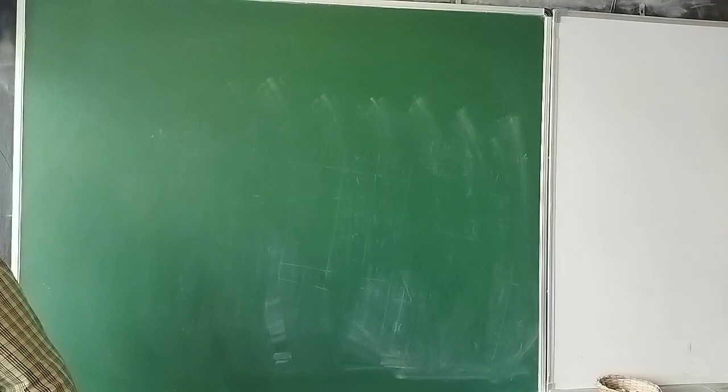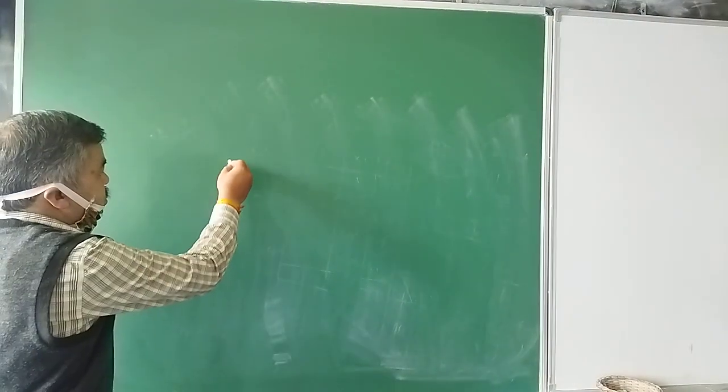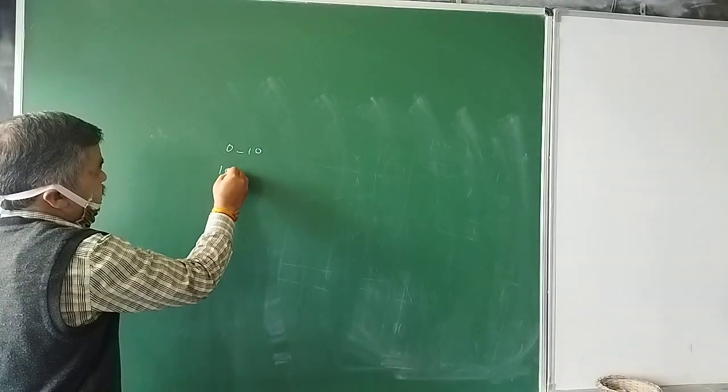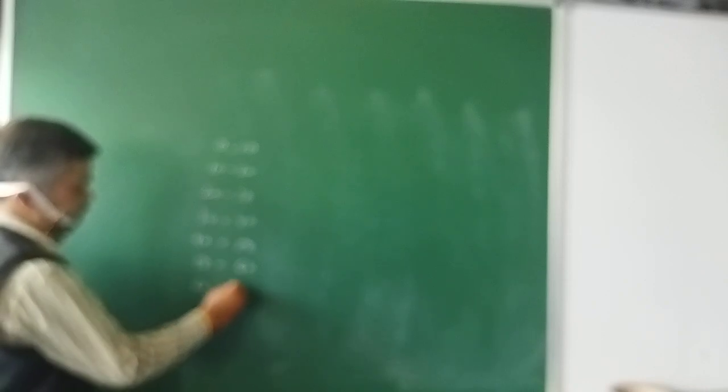So here is the data given to you. Suppose the class intervals given to you are 0 to 10, 10 to 20, 20 to 30, 30 to 40, 40 to 50, 50 to 60, and 60 to 70. These are the class intervals given to you.